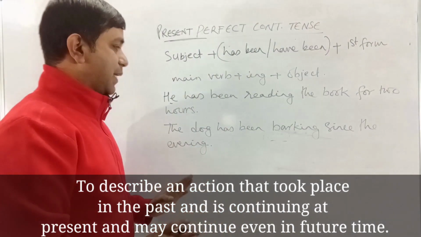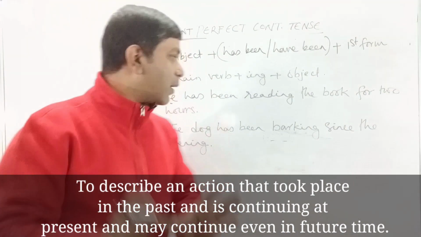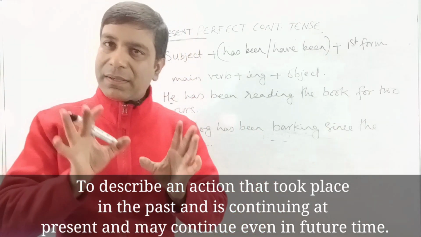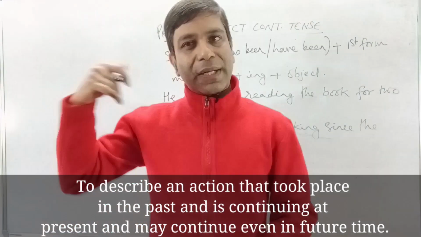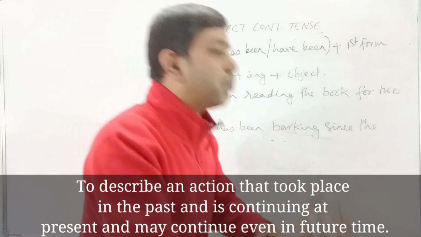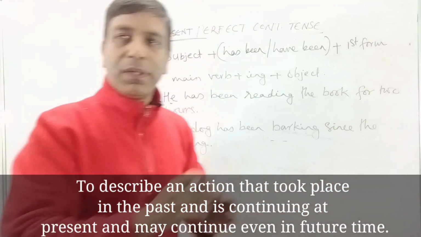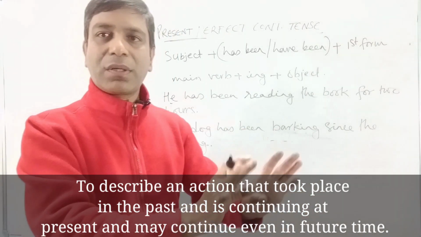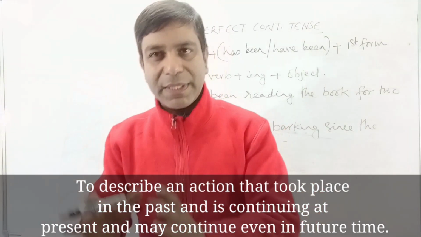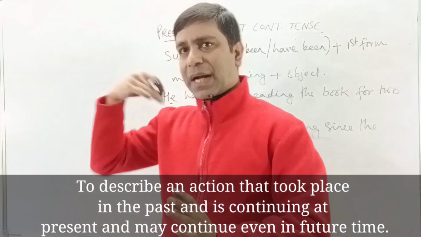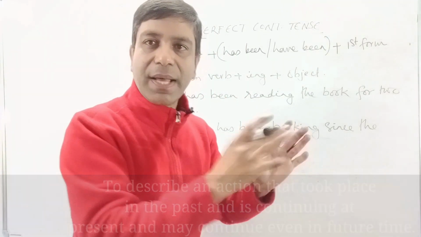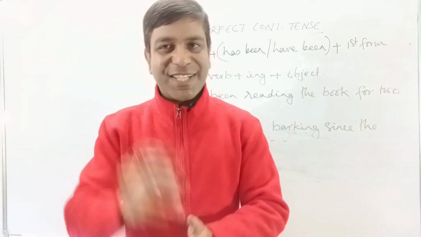Let us look at the second example. The dog has been barking since the evening. That means the dog started barking in the evening, is barking now, and may continue to bark for an indefinite period of time. We do not know when the dog is going to stop barking. So we use present perfect continuous tense to describe an action that started in the past, is happening now, and may happen in future time as well. Isn't it very easy? Let's go ahead.